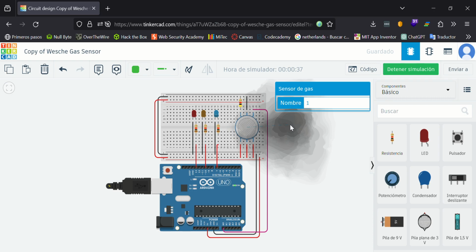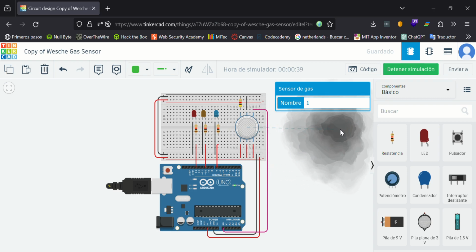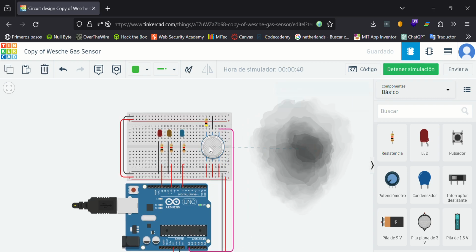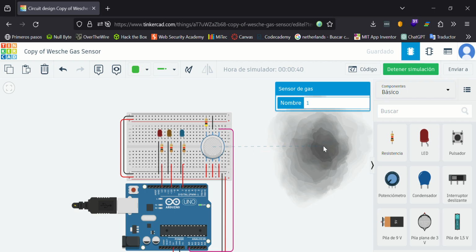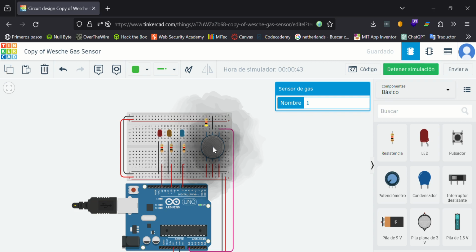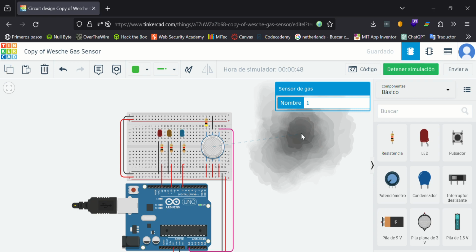So be careful not to move the gas cloud very far away, because for example at this distance the gas sensor will not detect anything. You have to be in the greatest part of the cloud, in the middle part of the cloud, or in the border of the cloud for the LEDs to turn on. If you move the cloud away from the sensor, it will not work because the gas level will be very low for the circuit to detect.